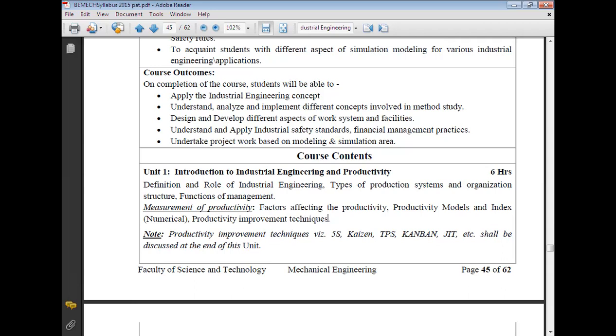In the productivity improvement techniques, we are going to discuss 5S, Kaizen, TPS, Kanban, JIT. These topics we are going to discuss at the end of this particular unit.